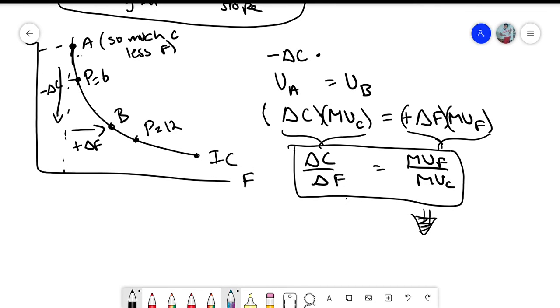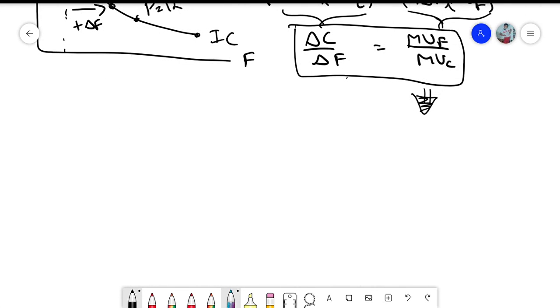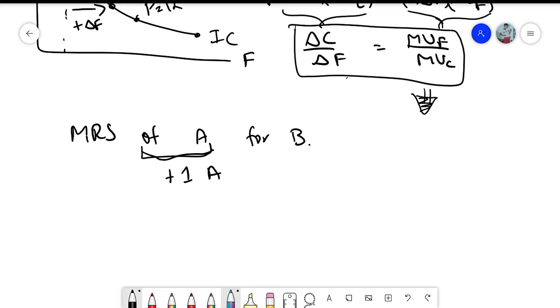Change in F over change in C. So, marginal rate of substitution. I mentioned in another video that the marginal rate of substitution of A for B, where A is the base unit, means that plus 1 of A costs how many less of B. So to buy one more A, how much B do I give up?